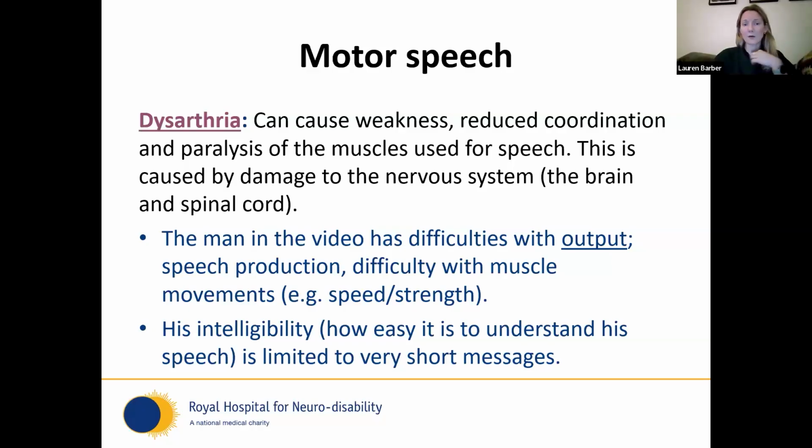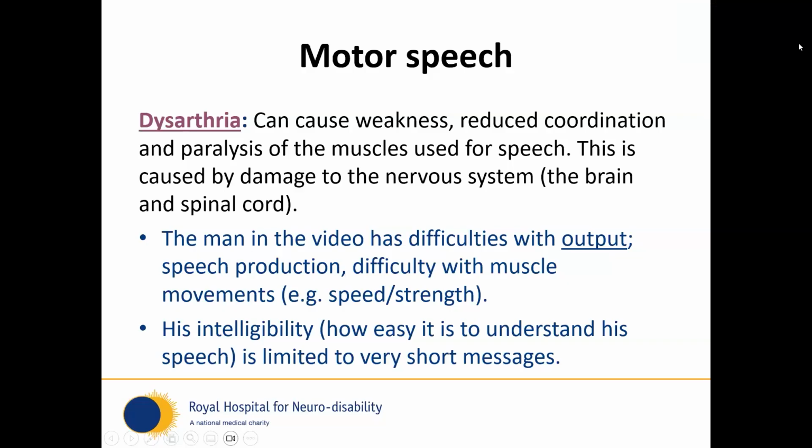So I'm going to play a video of a man who has a dysarthria. Dysarthria can cause weakness or reduce coordination or paralysis in the muscles that you use for speech. And this is caused by damage to the nervous system, so the brain and the spinal cord. And when we're watching this video, this man has difficulties with his output, which is his speech production. So his speech has a different speed because he has reduced strength with his muscles. So it comes out quite slowly because it's a lot more effortful for him to actually coordinate the movement. So just have a little listen to his intelligibility and how easy it is to actually understand his messages.